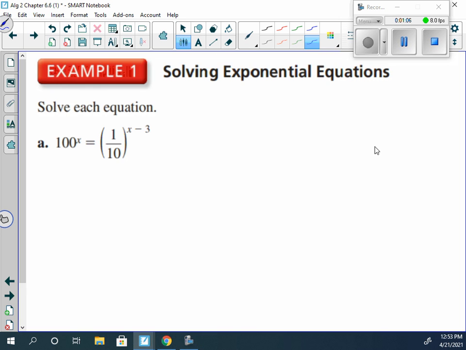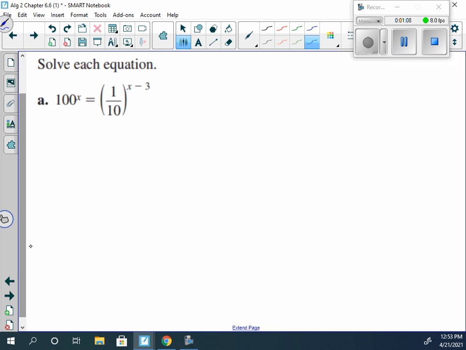So this here is the first problem, the first one on the note sheet. We have 100 to the x is equal to 1/10 to the x minus 3. And now what I want is the bases to be the same. So I want to be able to rewrite 100 and 1/10 as the same number. Well, we can rewrite 100 as what? Number to a power. I can rewrite 100 as what? 10 to the 2. Because 10 squared is 100.